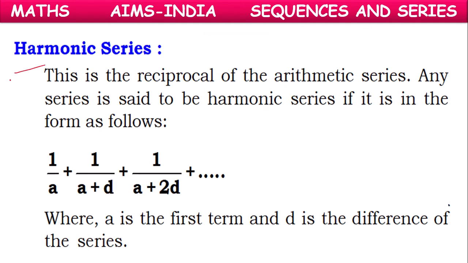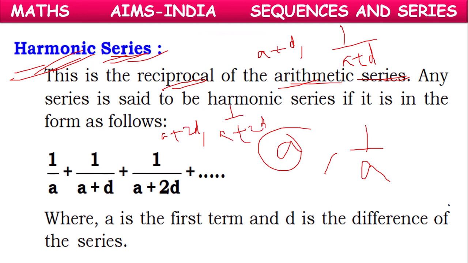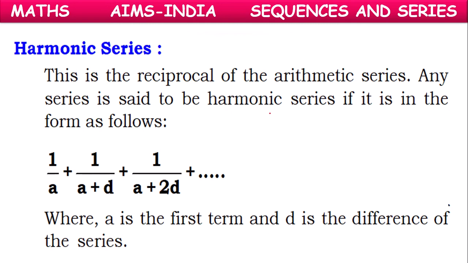Next, children, we have the harmonic series. Harmonic series means the reciprocal of an arithmetic series. Normally, if you have A, the reciprocal of A is 1 by A. If you have A plus D, the reciprocal is 1 by A plus D. If you have A plus 2D, the reciprocal is 1 by A plus 2D. Like that, whatever arithmetic sequence we have, if we take the reciprocals, it will be a harmonic series.